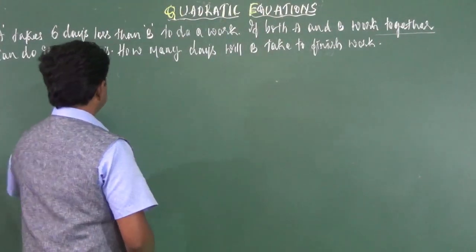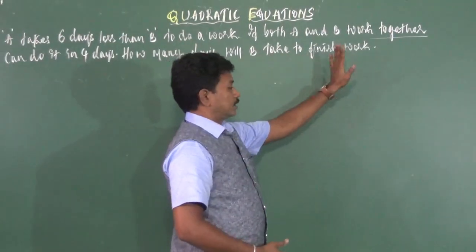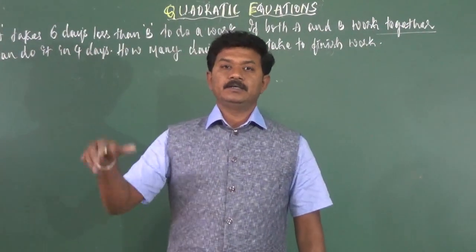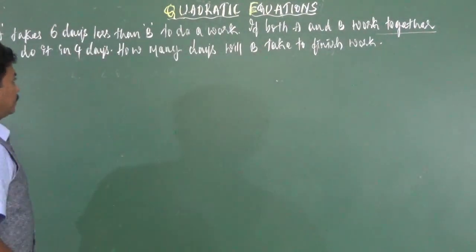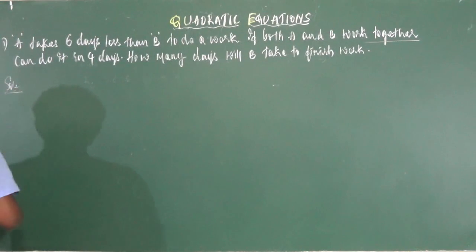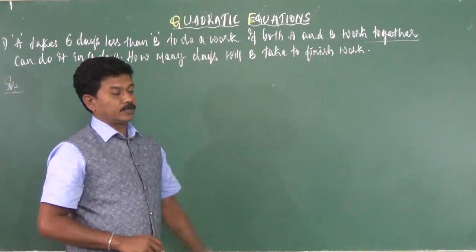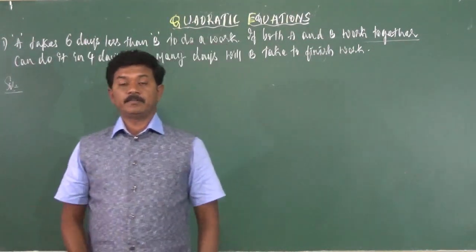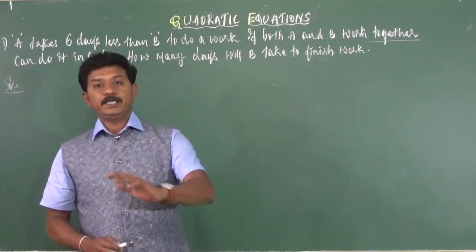Okay. Now, how many days will B take to finish the work? That is, how many days will B alone take to complete the work? That is very important. So now, here we have to guess the things. A takes 6 days less than B to do a work. We do not know how many days A is going to take or how many days B is going to take. But we know that A is going to take 6 days less than B to complete the work.